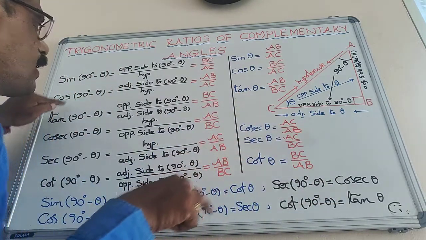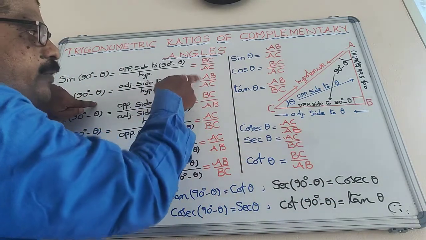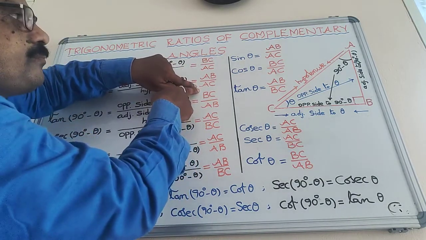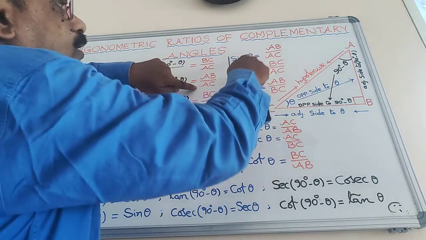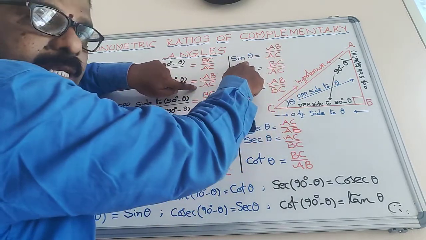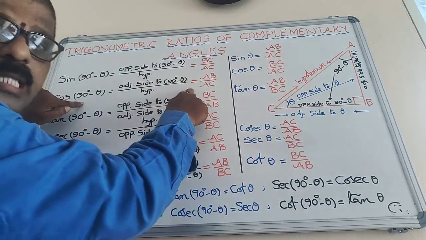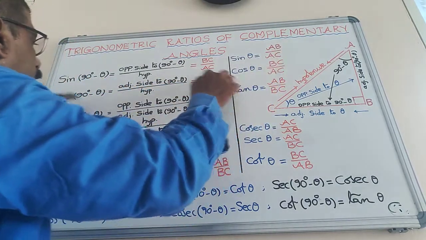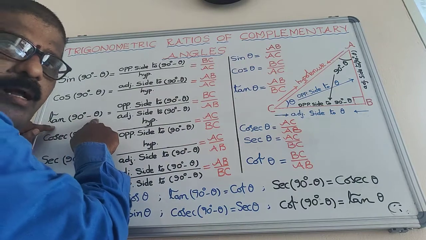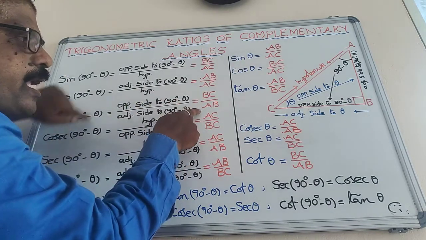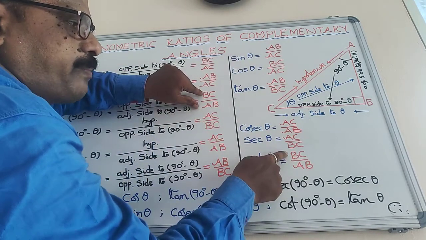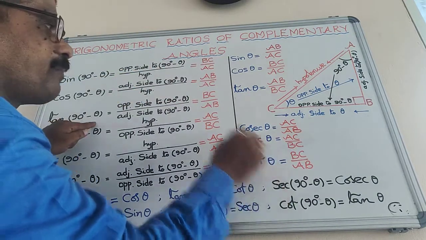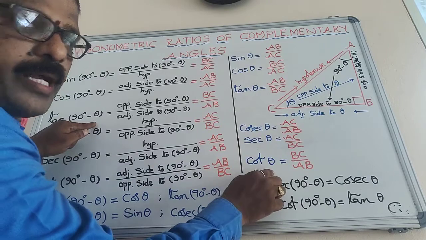Similarly, we have to observe that cos 90 minus theta value is AB by AC. So the value of AB by AC is sin theta. We observe that cos 90 minus theta can be written as sin theta. Clear? The next one is tan 90 minus theta. Value is BC by AB. Now we observe that BC by AB value is cot theta. Now we can write tan 90 minus theta equals cot theta.